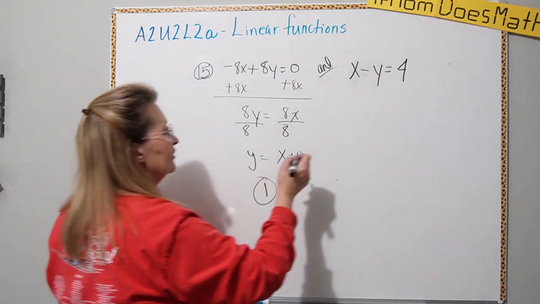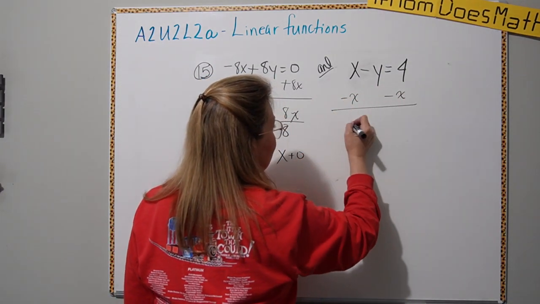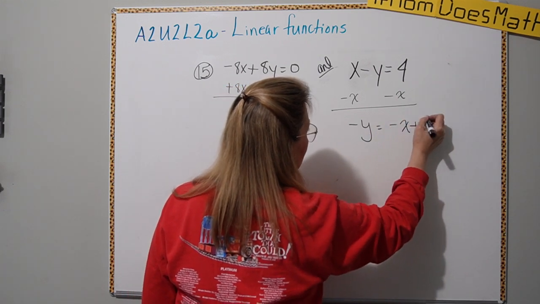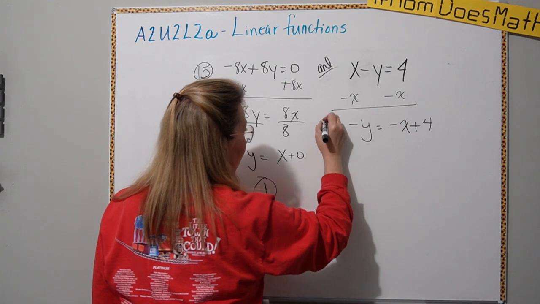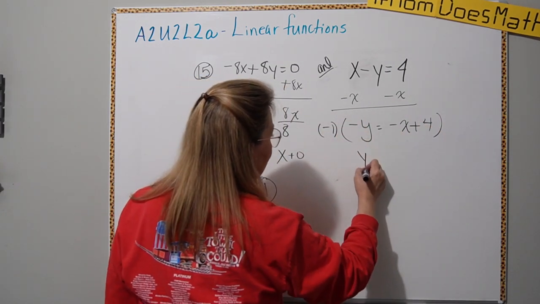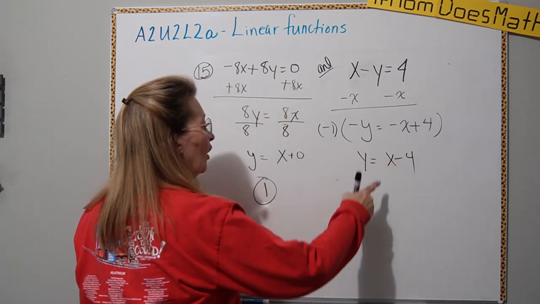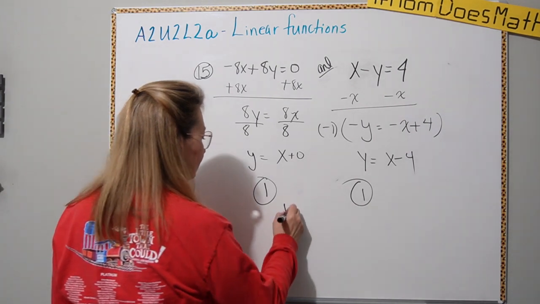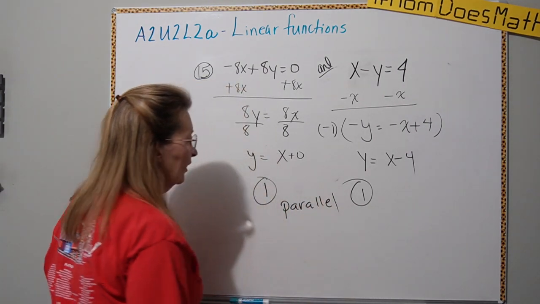All right, let's work on this one. We've got to subtract x from each side. So now I have negative y is equal to negative x plus 4. Now I don't want negative y, so I'm going to multiply all the way through by negative 1. That's going to give me y is equal to x minus 4. All right, what is the coefficient of this? Also positive 1. Therefore, these two lines are parallel.